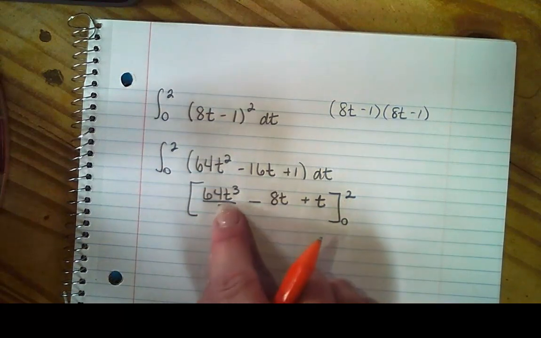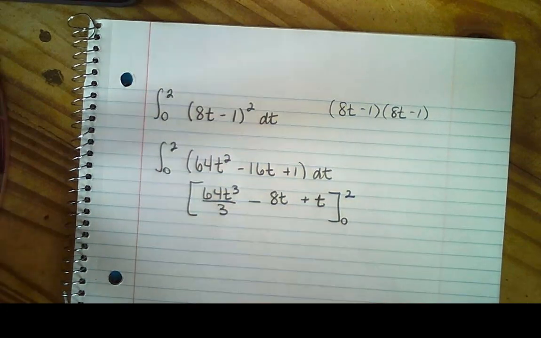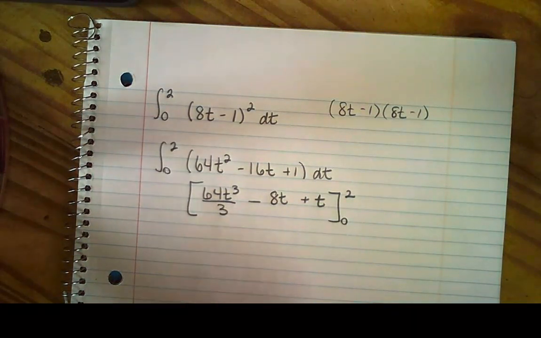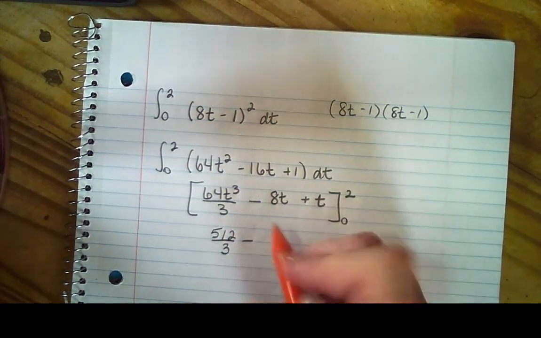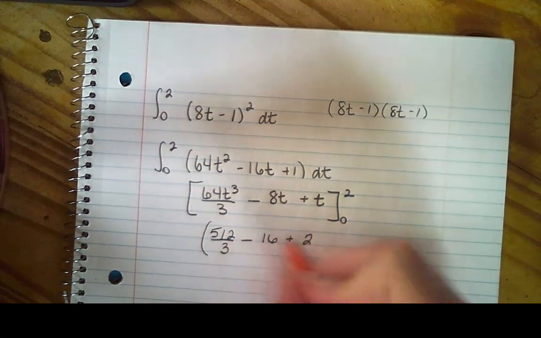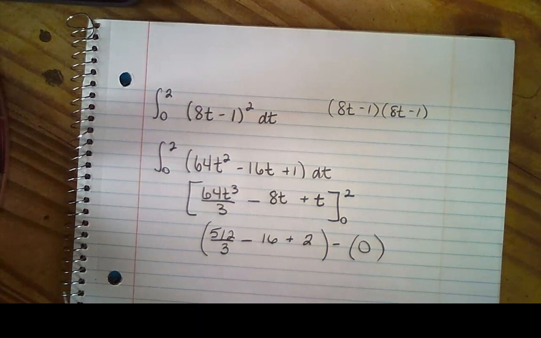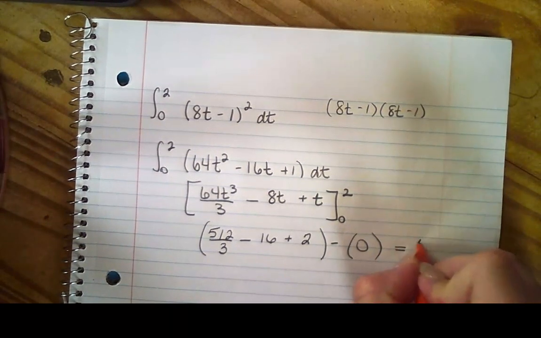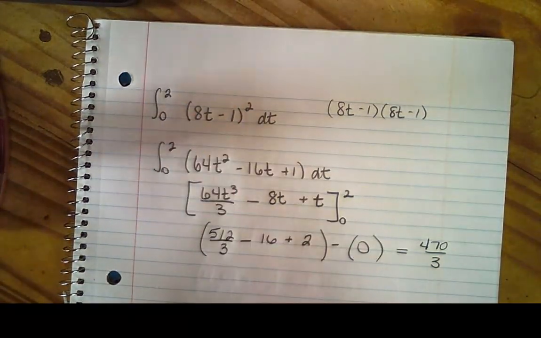But what I have is a 64. T to the third, when I shove in a 2, is going to be 8. So 64 times 8 gives me 512 over 3, minus 8 times 2 is 16, plus 2. And then remember, if you shove in zeros, it just all goes to 0 anyway. So 512 divided by 3, minus 16, plus 2, and then math, fraction, gives me 470 over 3. So that is the area under the curve of this parabola going from 0 to 2.